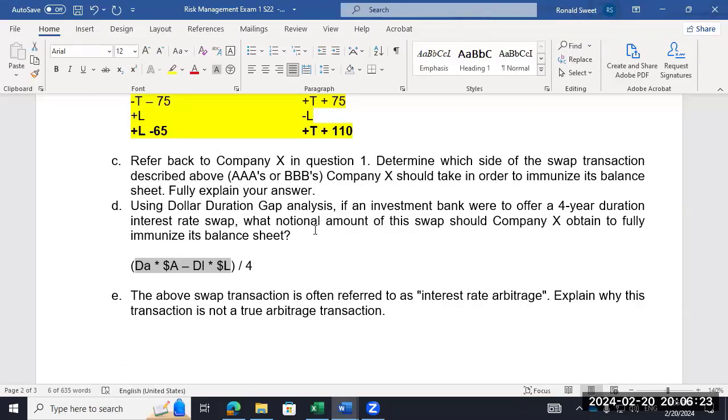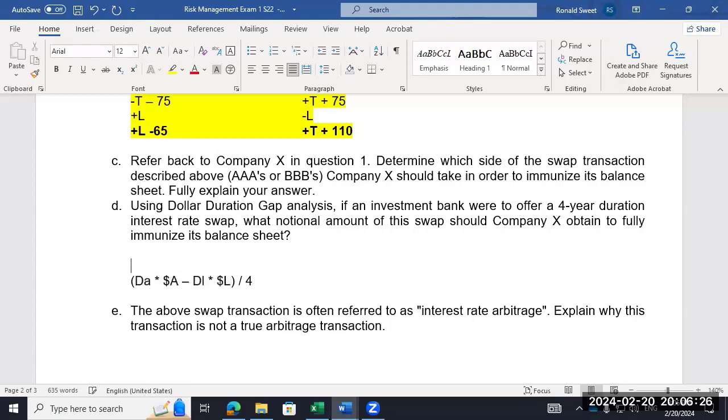So once you get the dollar duration, essentially what we're going to say is take the dollar duration gap divided by the duration of the swap equals the notional amount needed in the swap. To make it really clear what we're doing, that first part of the formula is the duration gap. You divide by 4 because that's the duration your swap dealer is offering you. And that division gives you how much notional you need to tell them.